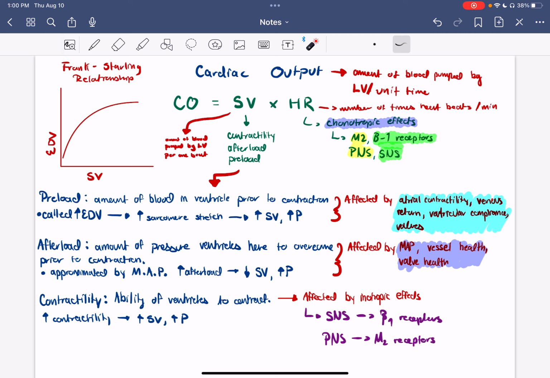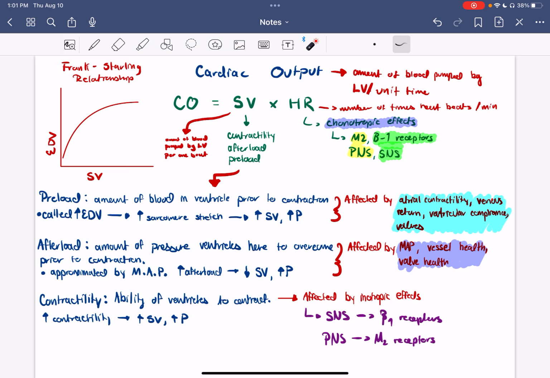Same with valve health. If you have a stenosed aortic valve, a narrowed aortic valve, what would happen is that you have a smaller opening for the blood to flow out, therefore increased pressure and therefore increased afterload. Finally, we'll talk about preload. Preload, I like to understand it as the amount of blood in the ventricles prior to contraction. And you might see another definition as the amount of sarcomere stretch before the contraction, and it's essentially the same thing.